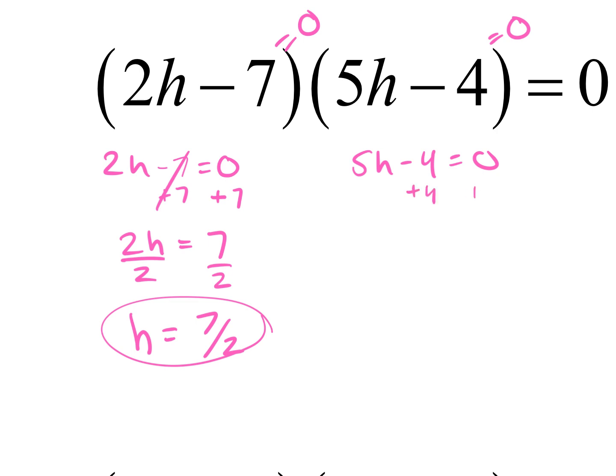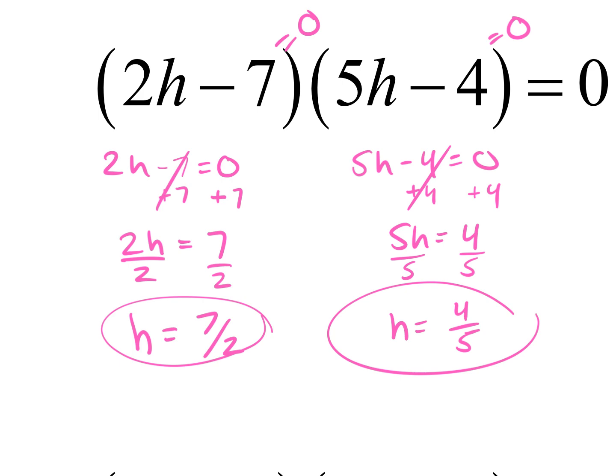Add 4. So 5h is equal to 4. Then what? Divide by 5. So h is equal to 4 over 5. We can just leave it as a fraction.